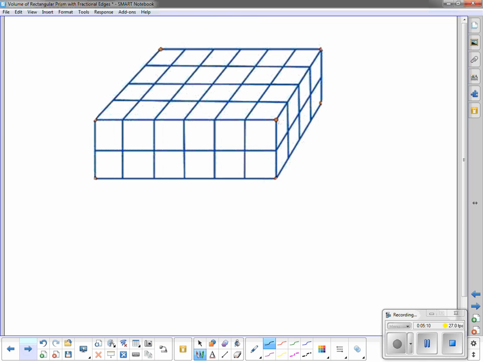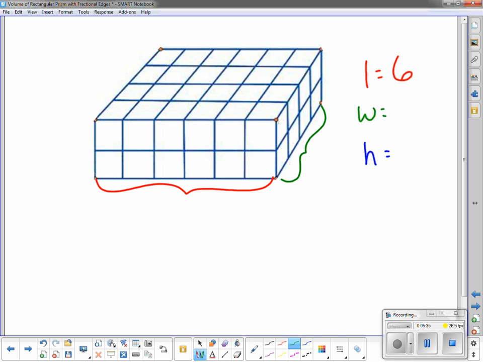One final example. Length, width, and height are the measurements we need to find. The length on this one is 6. The width is 4. And the height is 2.